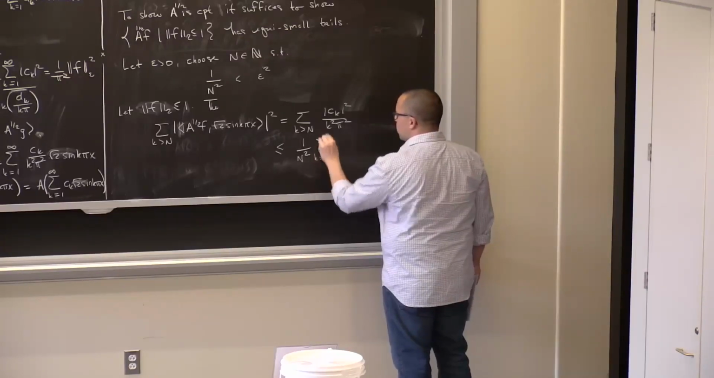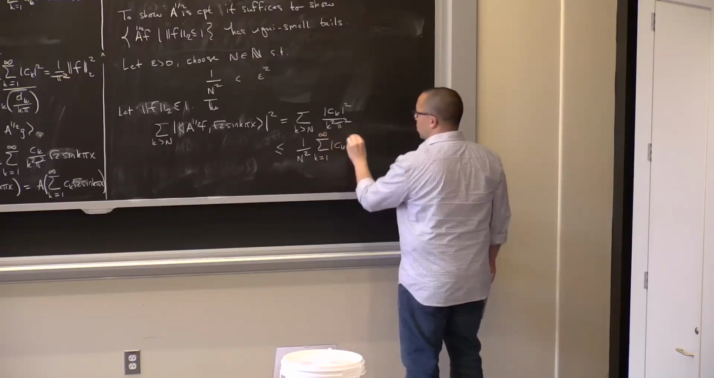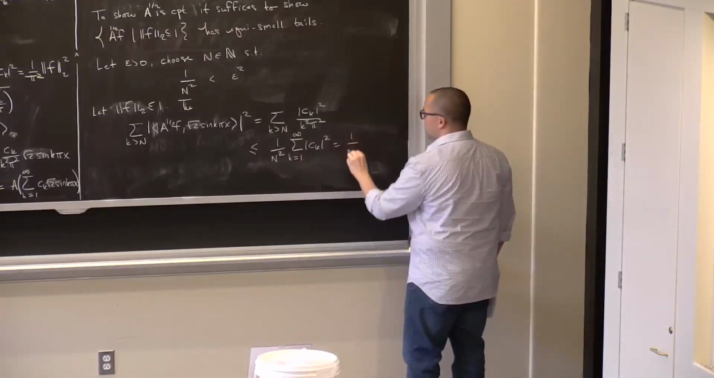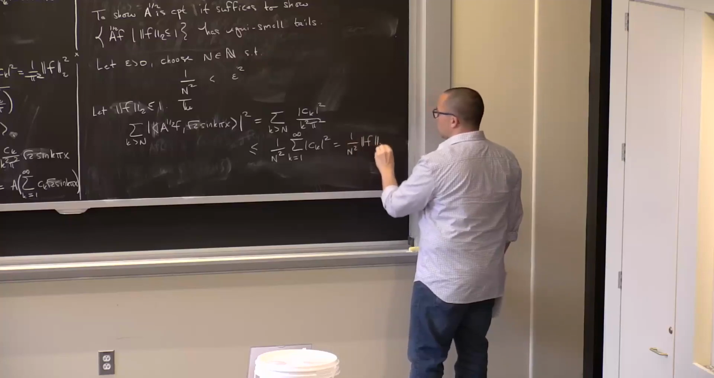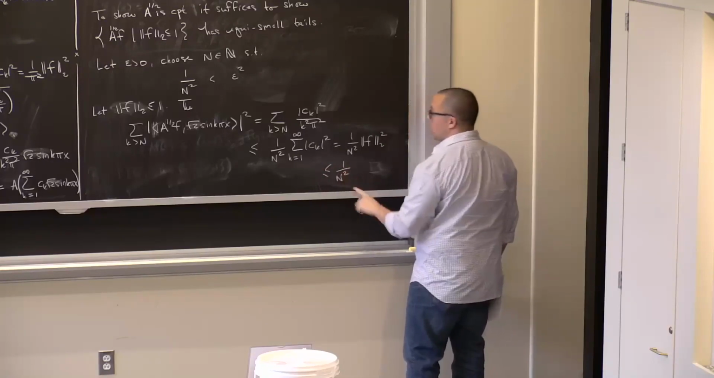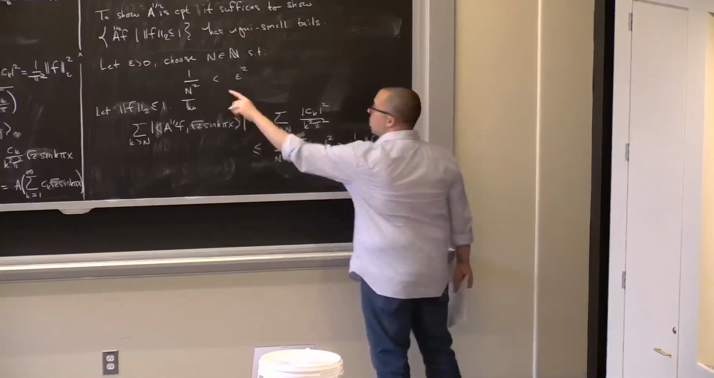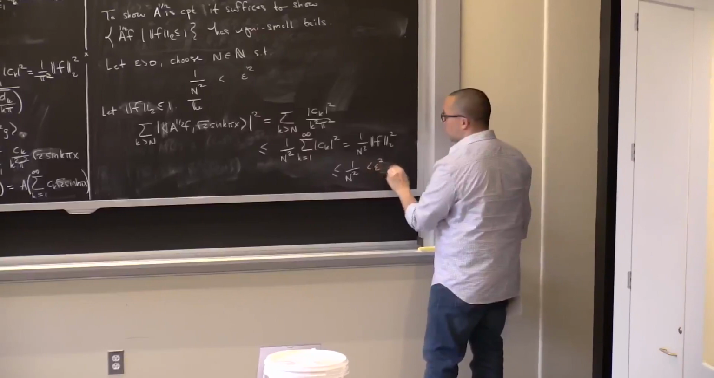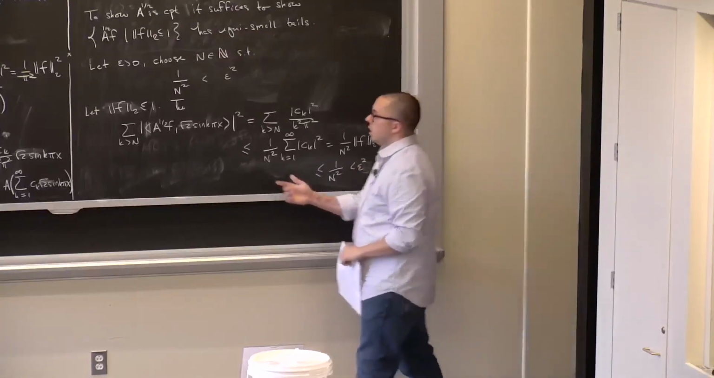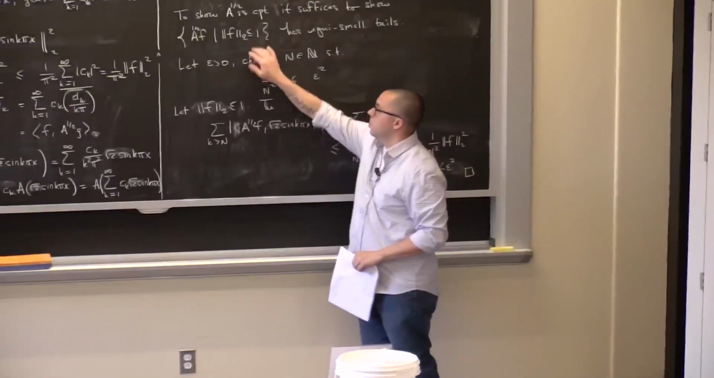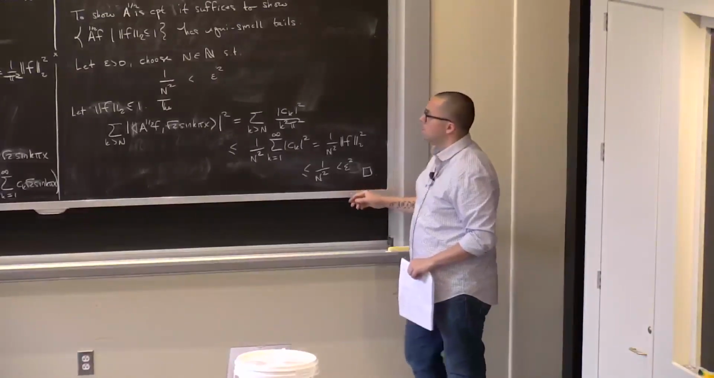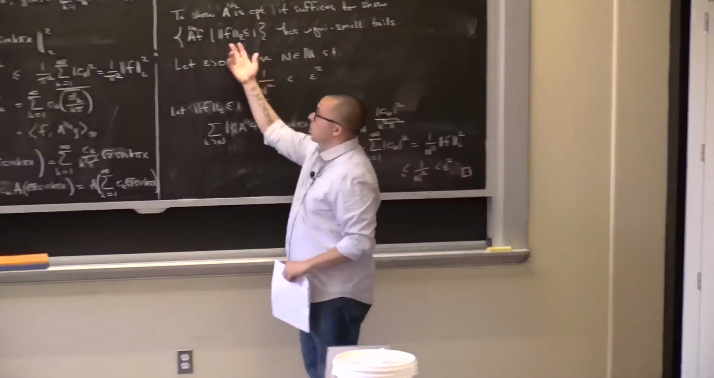I can now take this to be all c_k's, and this is equal to 1 over n squared times the sum of c_k squared, which is less than or equal to 1 over n squared, and then we've chosen n so that 1 over n squared is less than epsilon squared, so that's less than epsilon squared. Therefore, showing that the set has equi-small tails, and therefore the closure of this set is compact.